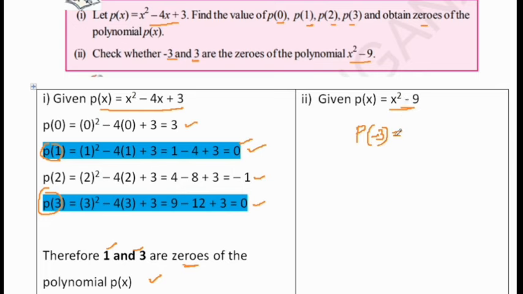P of x is x square minus 9. P of minus 3 will be minus 3 whole square minus 9. Minus 3 square will be 9, minus 9. The reason is minus 3 square can be written as minus 3 into minus 3. Minus into minus is plus, 3 3s are 9. Though minus is there, for square the result will be positive 9. Plus 9 minus 9 is 0. Therefore minus 3 is a zero of the polynomial.